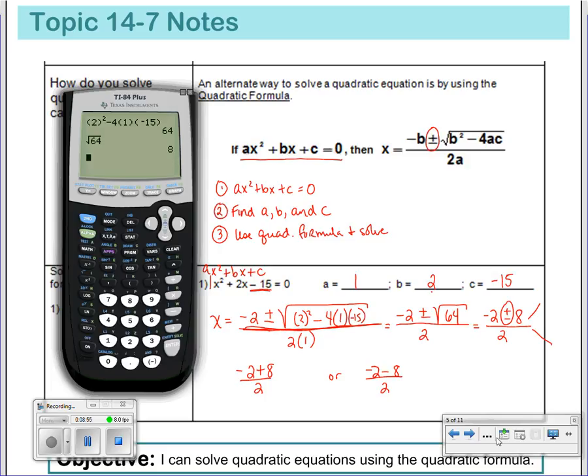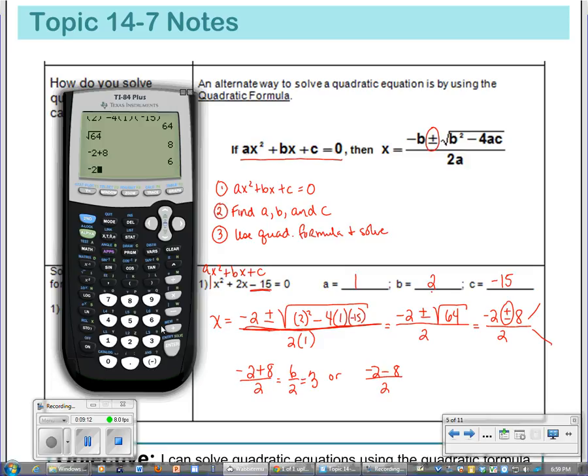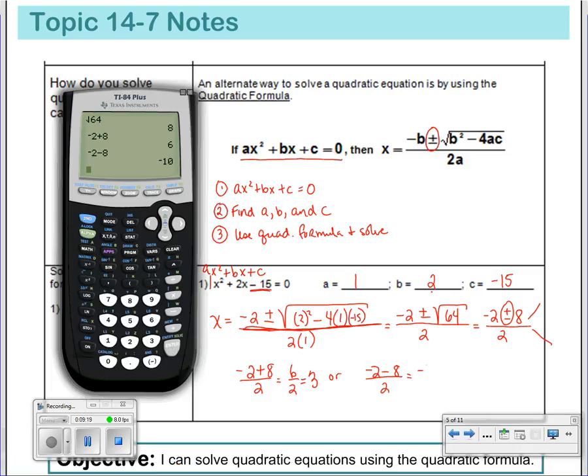So when we have these fractions, we need to simplify. Think of it as two problems. Let's do the top first. We'll do negative 2 plus 8, get a number that's 6. So 6 divided by 2 equals 3. Then we'll do the other one. We have a negative 2 minus 8. That's the top. We're taking care of the top first. That's a negative 10. So this is negative 10 divided by 2. Negative 10 divided by 2 is a negative 5. So our answer is x equals 3 or x equals negative 5.